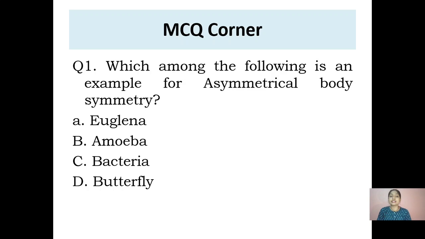And the obvious answer is amoeba, because amoeba is basically having no definite shape, and therefore a symmetry is not possible. So amoeba is an example for asymmetrical body symmetry. Apart from amoeba, sponges are also an example for asymmetrical body symmetry.